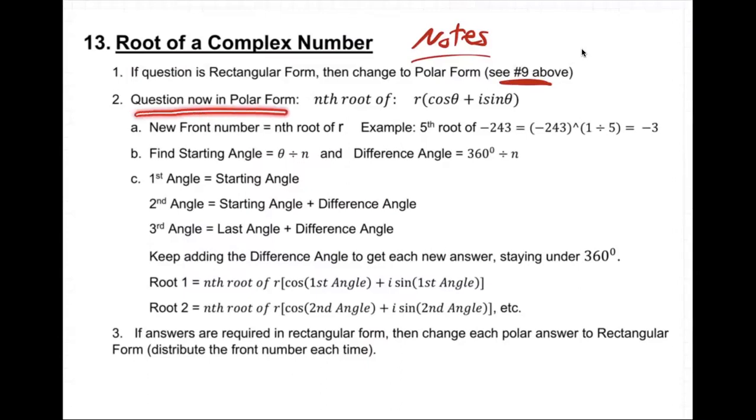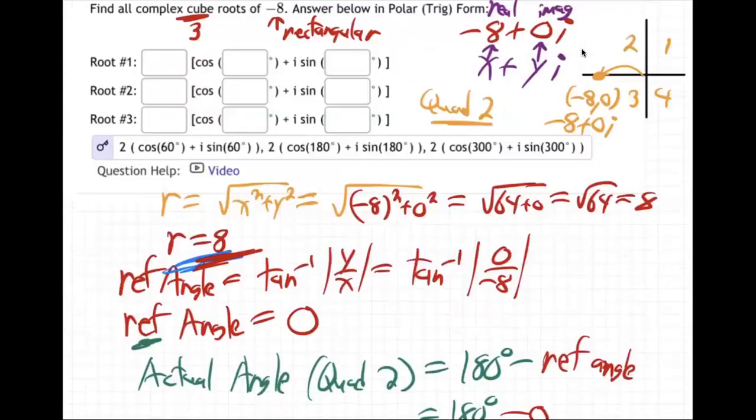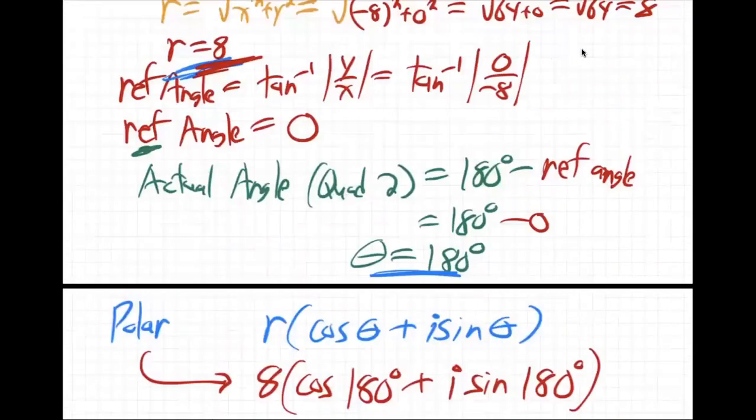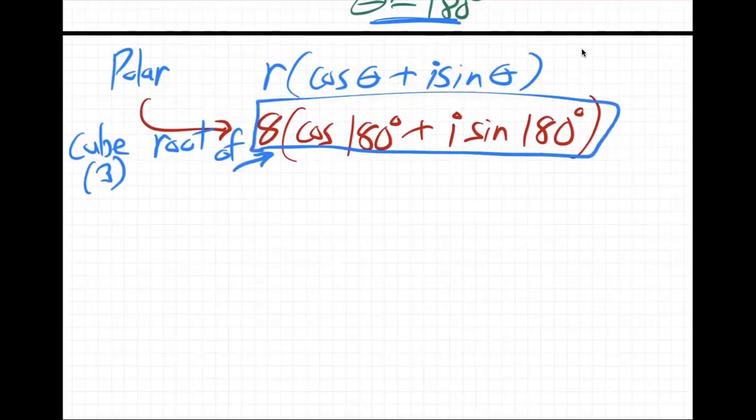So now that it's in polar form, it's the nth root of that, right? So first off, part A, the new front number equals the nth root of r. So for example, the 5th root of -243, you got to raise that to the 1/5 power in your calculator. You get that. So new front number is nth root of r. And what root are we doing on this one? This was the cube root. So we'll go down here. We're doing the cube root, the third root of this entire polar form number.